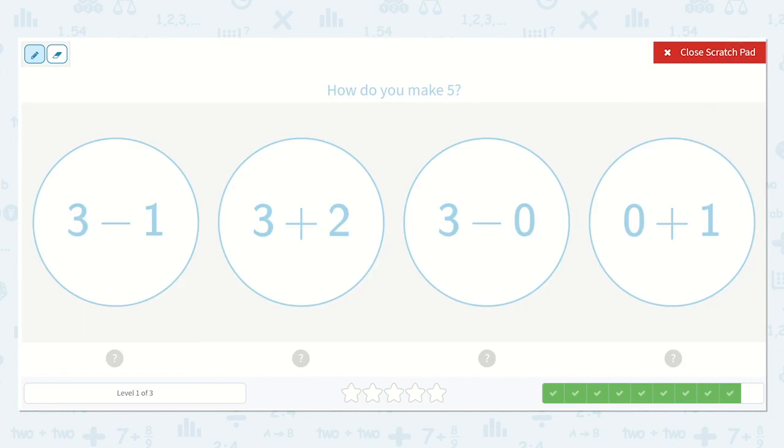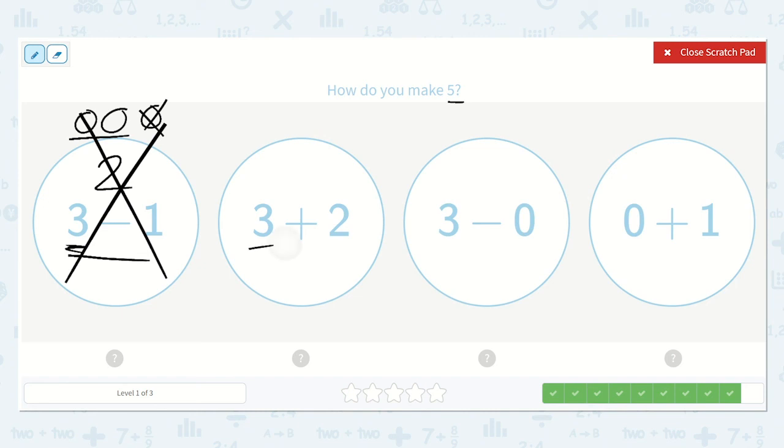Okay, how do you make 5? 3 minus 1? Well, I know that's already going to be less than 3, which is already less than 5. Let's see what 3 minus 1 is. 1, 2, 3 minus 1. Just 2. That's not it. 3 plus 2. 1, 2, 3 plus 2 more. 1, 2. 1, 2, 3, 4, 5. 5. All right, that's how we make 5.